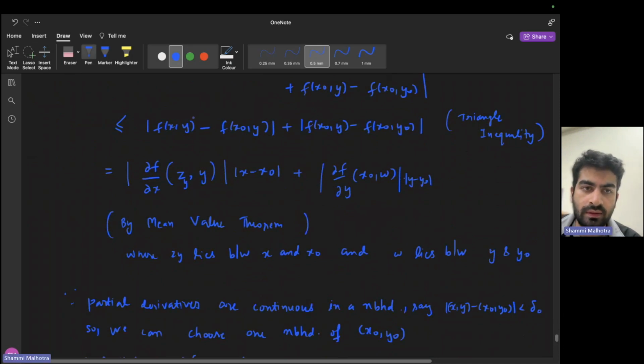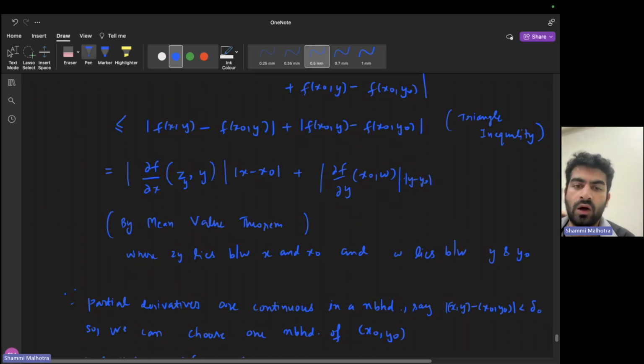Since the variation is coming in the x direction only, I can write the first difference with the help of the mean value theorem as del f by del x at some point (z, y), which lies between x and x naught, times (x minus x naught). Similarly, I can write the difference f(x naught, y) minus f(x naught, y naught) as the partial derivative with respect to y at the point (x naught, w), where w is another point lying between y and y naught, multiplied by (y minus y naught).